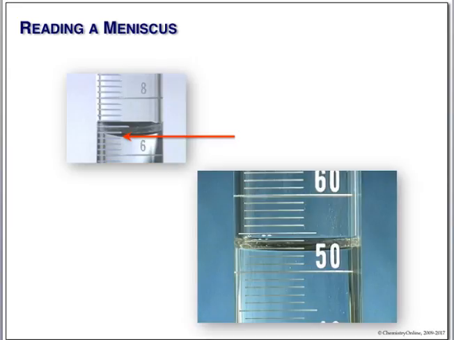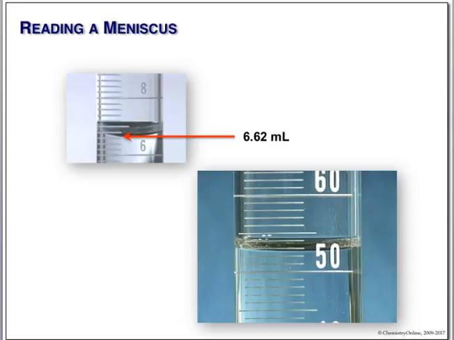So the proper number of significant figures here would be 6.6, and then a guess. I would guess that's about 6.62. So 3 significant figures from that reading. 6 we're sure of, 0.6 we're sure of, and 0.02 we're guessing.